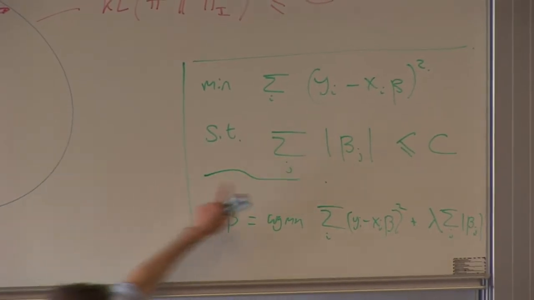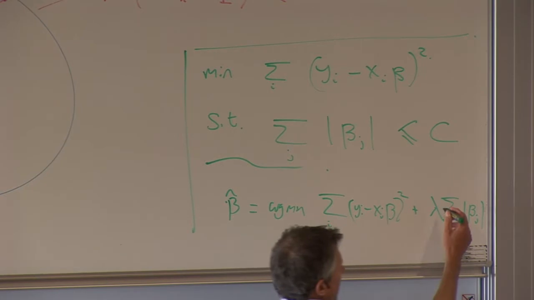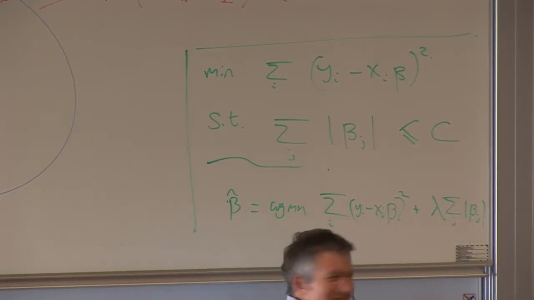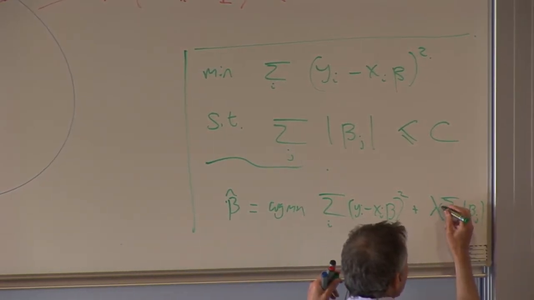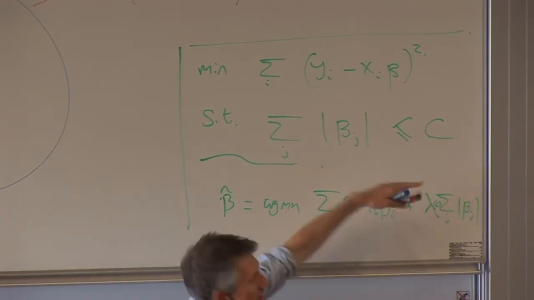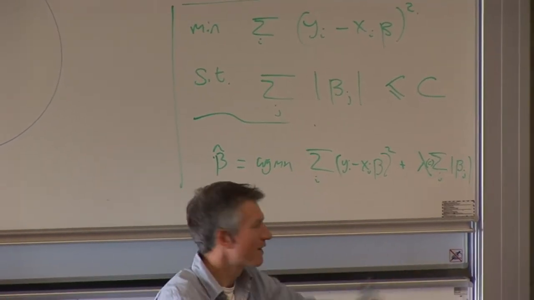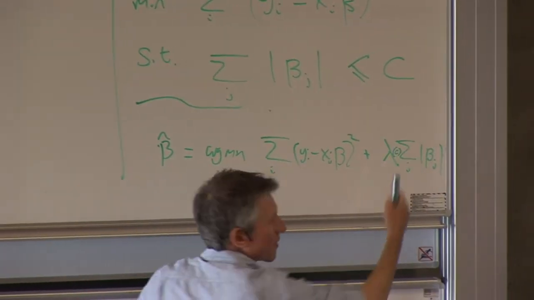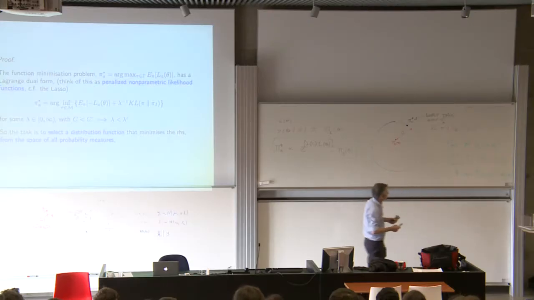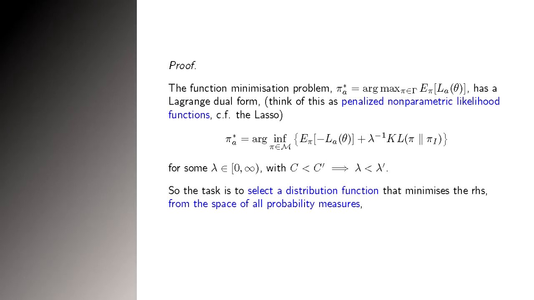So the lasso said, okay, we've got this hard constraint, I'm going to turn this around. And sorry, this lambda, you really are going to need binoculars in a minute. This lambda is a function of C. As C gets big, or maybe the other way around, maybe it's 1 over C. And all we're doing is the same trick here, but in a non-parametric sense, on functions, on distribution functions.